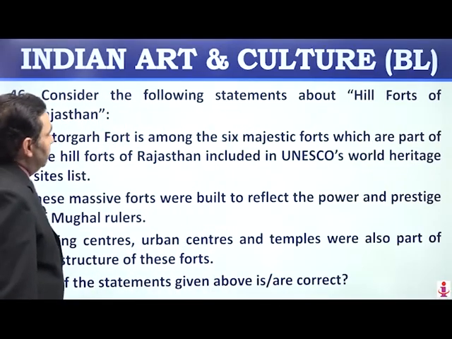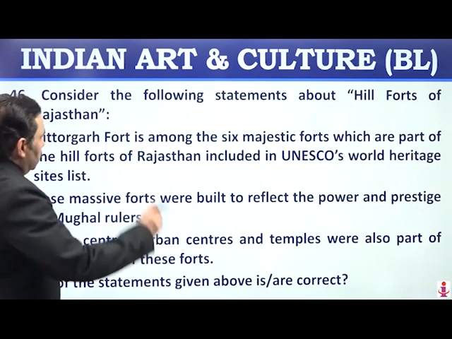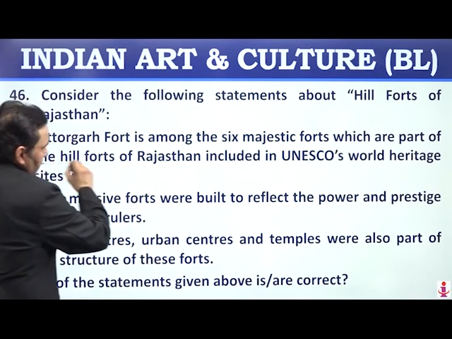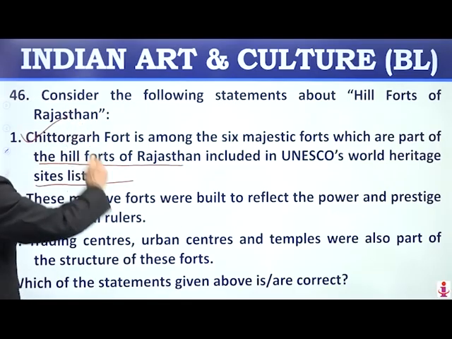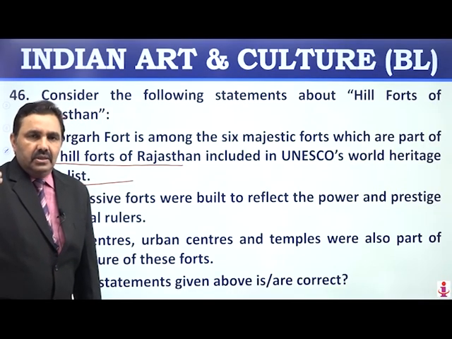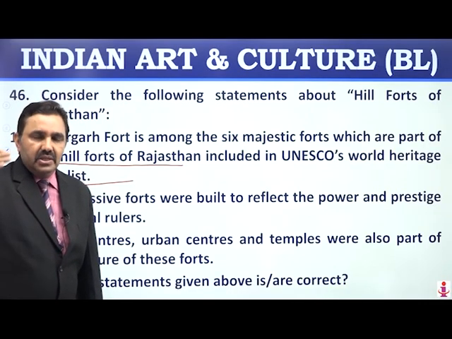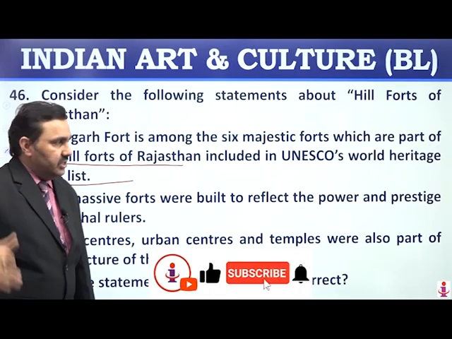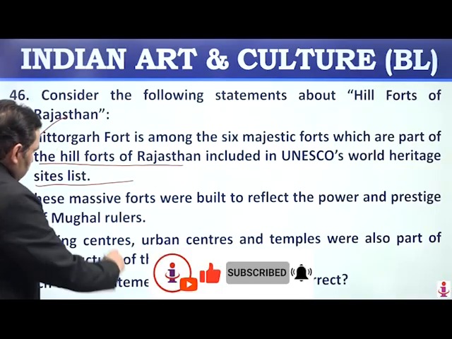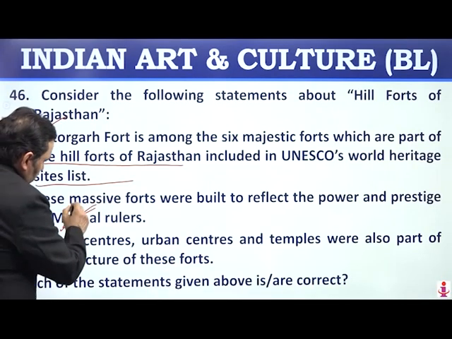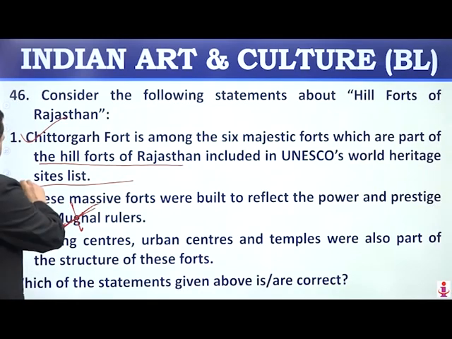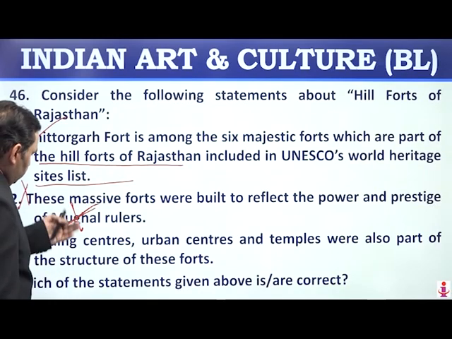46. Consider following statements about hill forts of Rajasthan. Chittorgarh Fort is among the 6 majestic forts which are part of the hill forts of Rajasthan recognized by UNESCO's World Heritage Site list. That's correct. These 6 forts have been included in UNESCO's World Heritage Sites list. These massive forts were built to reflect the power and prestige of Rajput rulers, not Mughal rulers. These are Rajput forts, not Mughal forts. So these were reflecting the power and prestige of Rajput rulers, not Mughals.